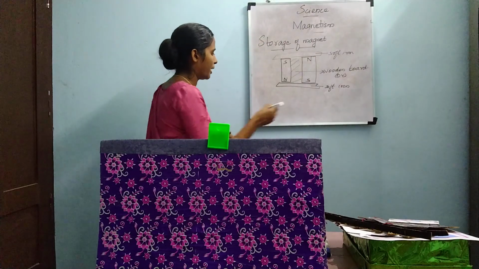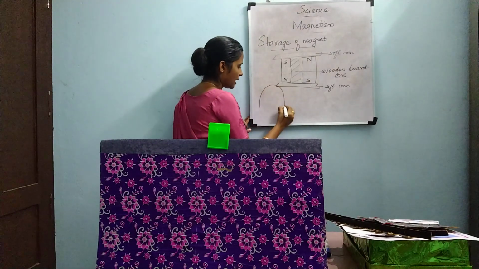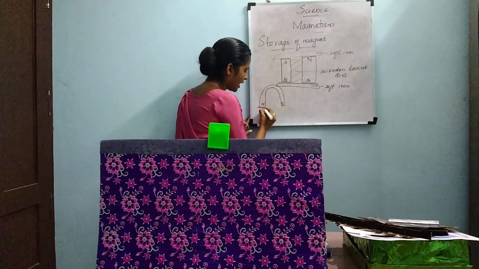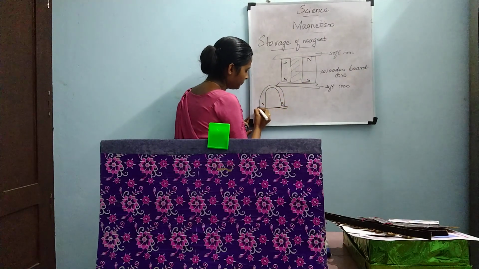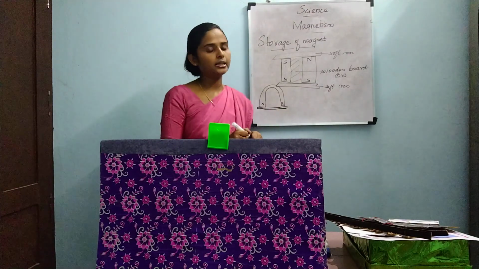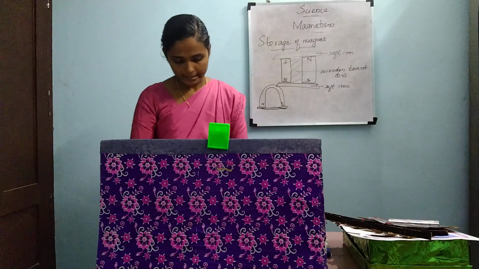Likewise in a horseshoe magnet also. See, a horseshoe magnet has a north pole as well as a south pole. Here is north and here is south, and keep it in a safe manner by keeping a soft iron below it. Okay, this is called the storage of magnet.